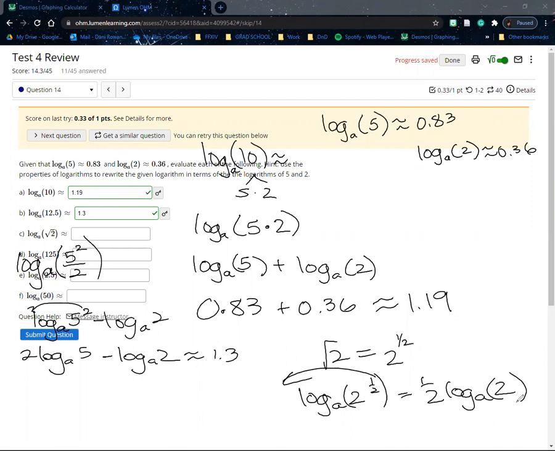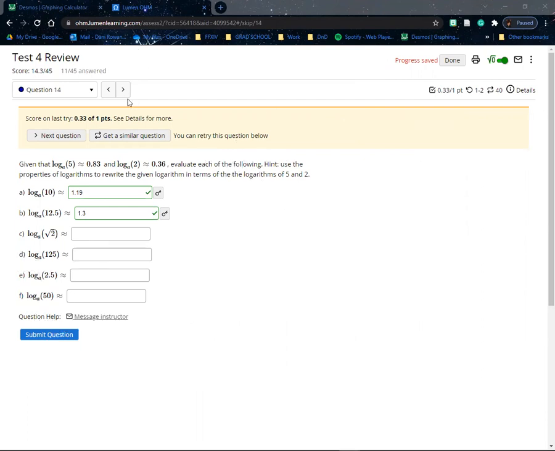Does anyone have any questions or want to see the rest of this done? Or does this feel pretty standard? Like, okay, I'm breaking this up into 5s and 2s, I'm using all of the properties on hand and then just substituting. Okay, let's continue.